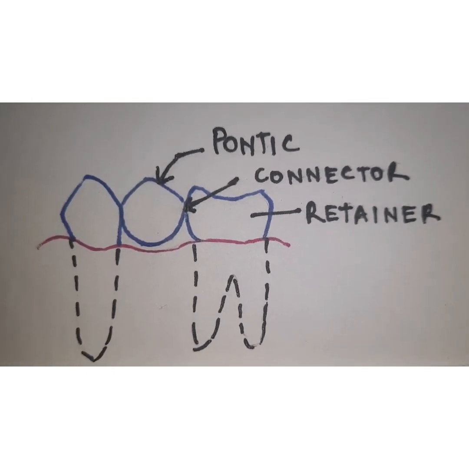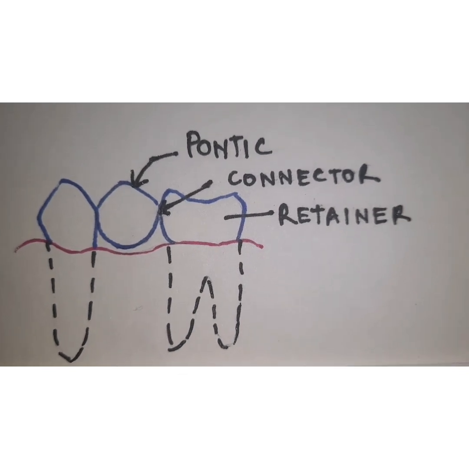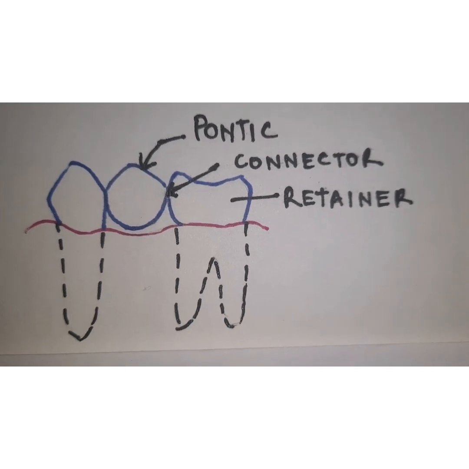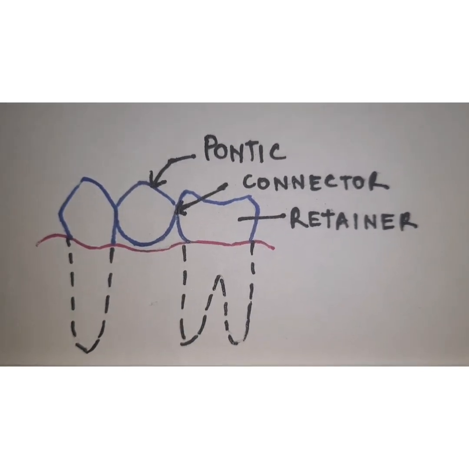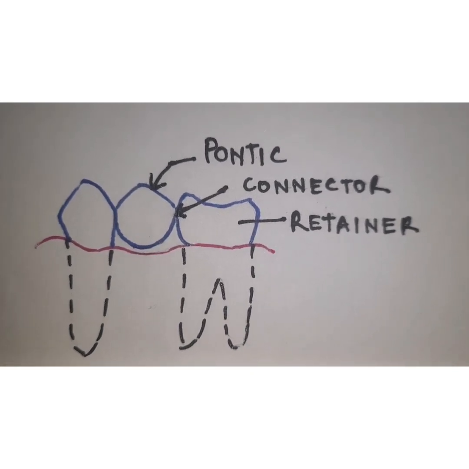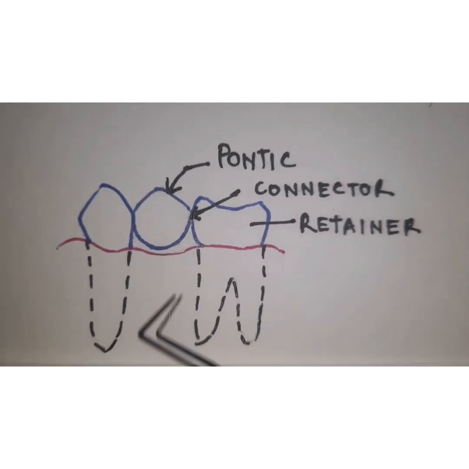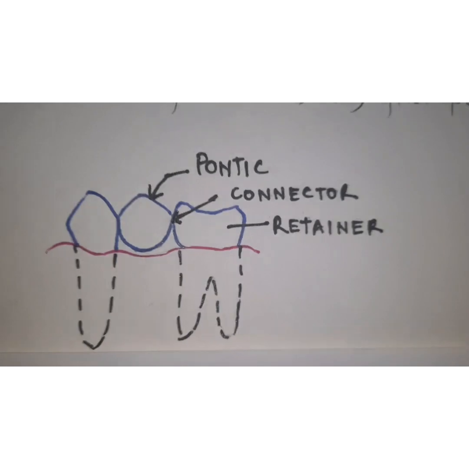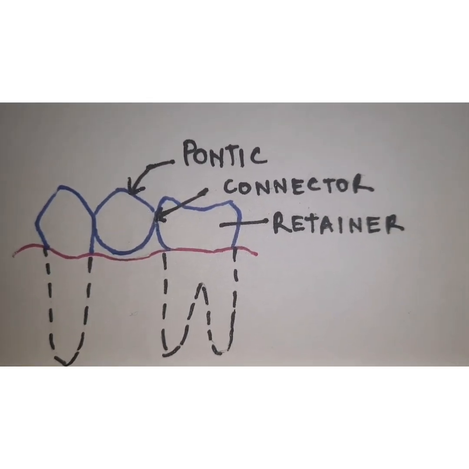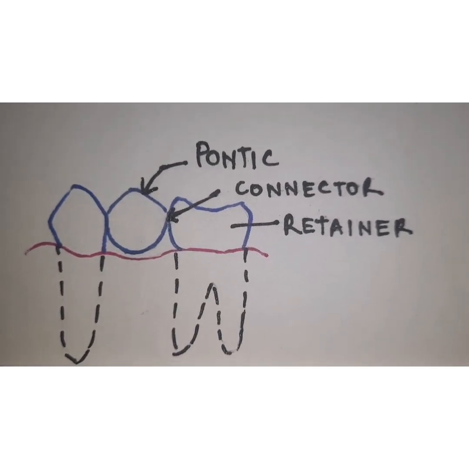Another thing is you should provide adequate space for effective plaque control, and the size, shape and position of the connector usually determines its overall longevity and the success of the prosthesis. Another thing is the tissue surface of the connector should be highly polished, because if it is rough then it will invite plaque accumulation, and definitely that will be harmful for the tissues.